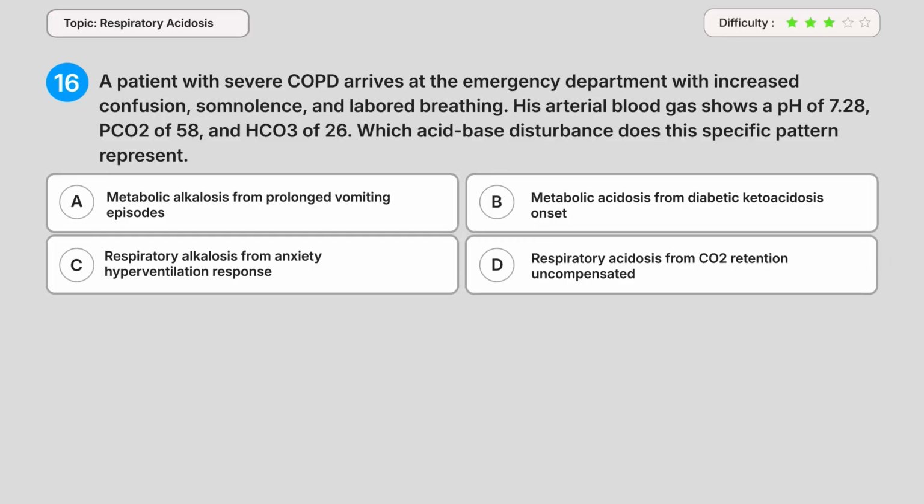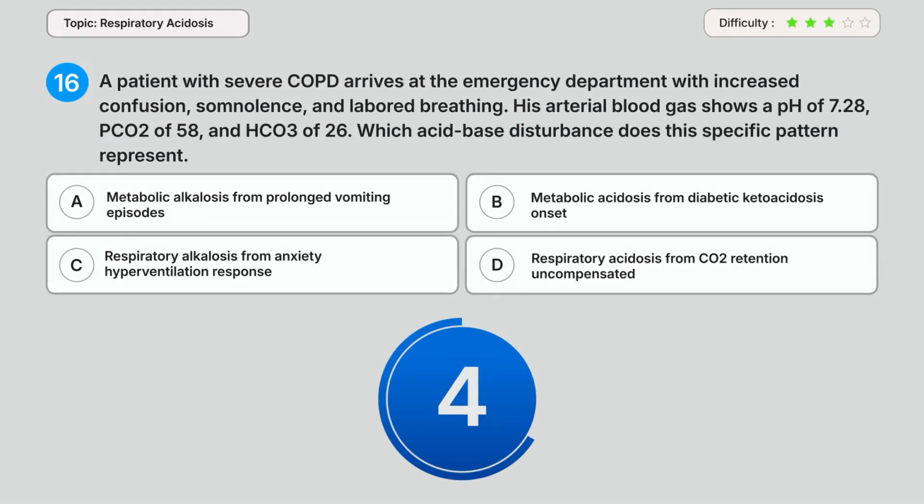A. Metabolic alkalosis from prolonged vomiting episodes. B. Metabolic acidosis from diabetic ketoacidosis onset. C. Respiratory alkalosis from anxiety hyperventilation response. D. Respiratory acidosis from CO2 retention uncompensated. Can you guess the answer?